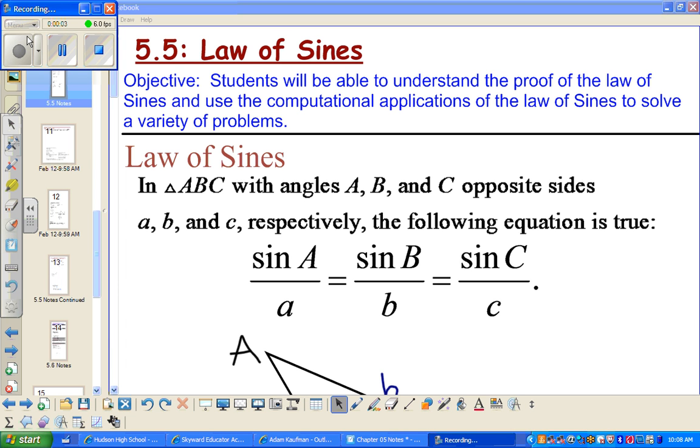This video will cover some example problems from section 5.5 of Precalculus. Mainly this chapter just deals with the law of sines, so we'll get right into that right away.